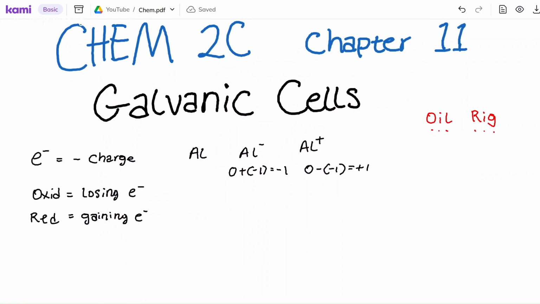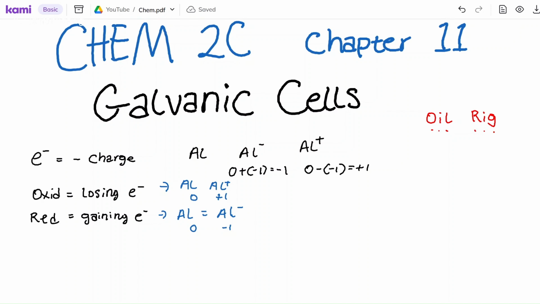But how I remember it is through reduction. Reduction means, for me, reduction in the charge. So it goes from this to this. The charge went from 0 to -1, so that means it was reduced. And then oxidation means an increase in the charge, where it goes from this to this, which means the charge went from 0 to +1. And then, when the charge is reduced, it means it gained electrons, and when it's increased, it means it lost electrons. That's just how I remember it.